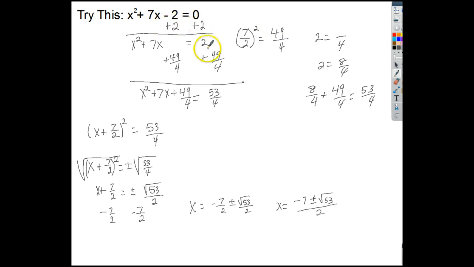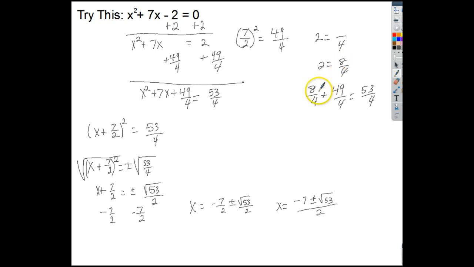We add 2 to both sides. We've gotten rid of it. Now we want to add in what would make this a perfect square, or we complete the square by adding 49 fourths to both sides. Okay, so when we add 49 fourths to this side, we just get that trinomial. Over here, though, I've taken a few steps to change 2 into fourths, and of course 2 is going to be 8 fourths. 4 times 2 is 8 fourths.